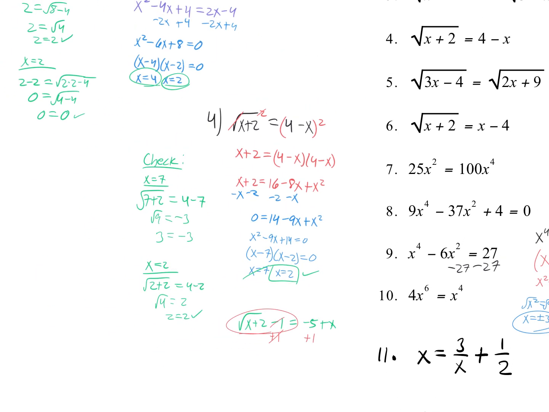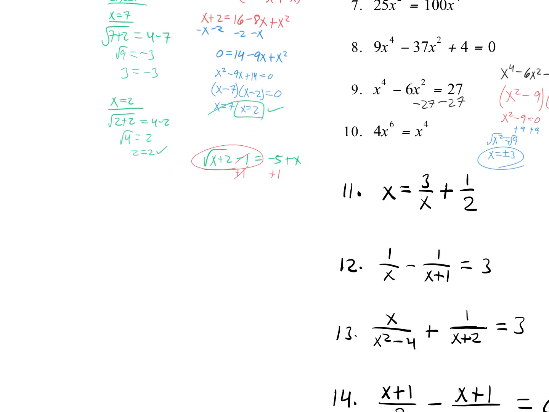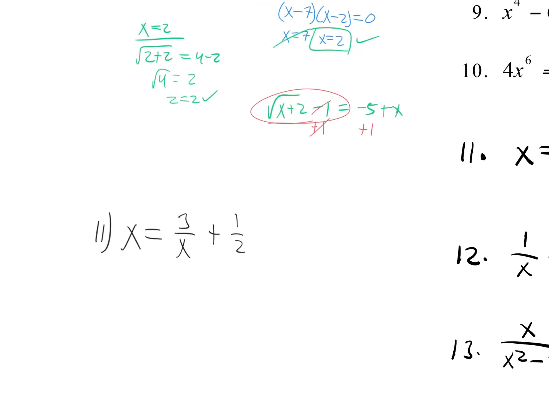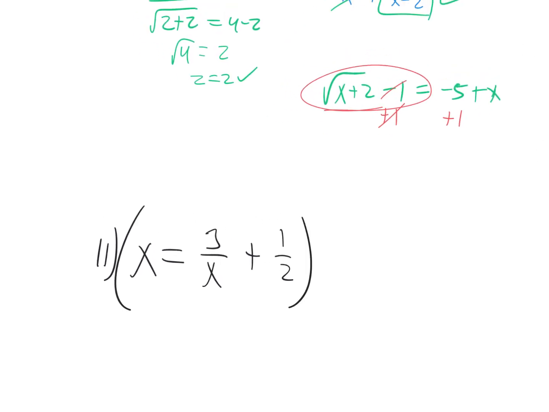All right, let's try a rational equation now. Let's start with 11, and then we'll try 12. So 11 is going to be x equals 3 over x plus 1/2. For rational equations, we first want to clear the denominators. And we did it by multiplying by what? The entire equation.